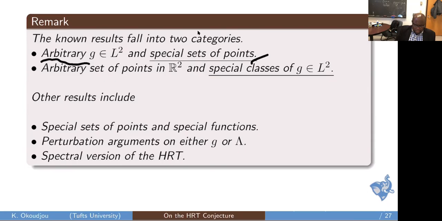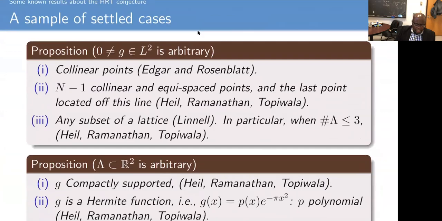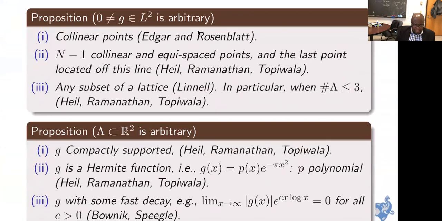So to give you a better idea, I want to highlight some of these known results, and I'll give a few examples in each category. The first proposition is a sample of results that assume I'm taking any arbitrary non-zero L2 function. When the points are on the same line, I already mentioned that this is an easy case because it completely falls on Fourier analysis. And this was settled already by Edgar and Rosenblatt even before the HRT was posed.